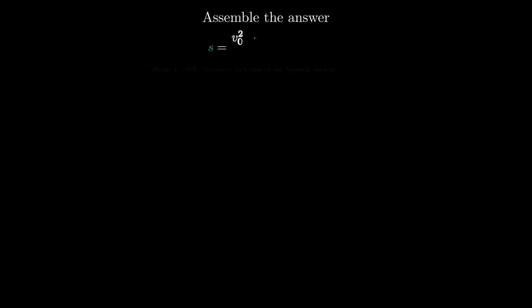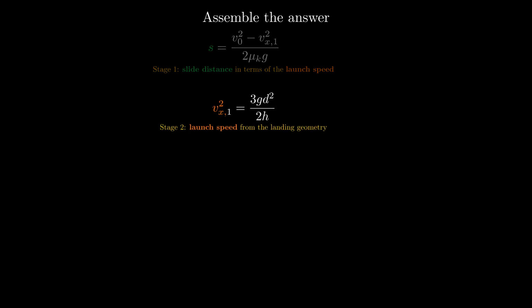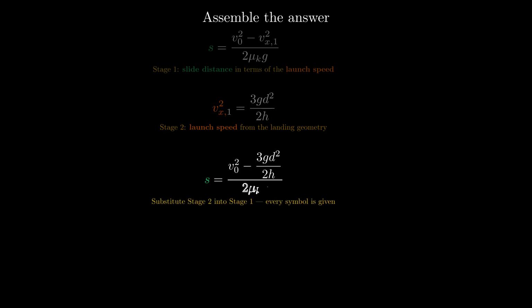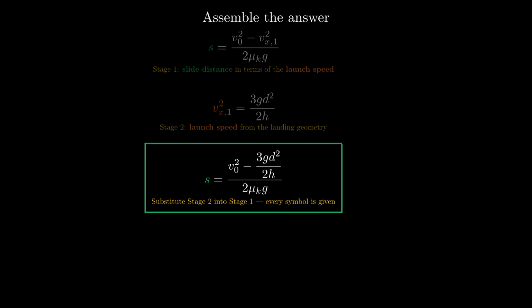Stage 1 gave the slide distance in terms of the launch speed, s equals v0 squared minus v sub x1 squared all over 2 mu sub k times g. Stage 2 gave the launch speed squared, 3gd squared over 2h. Substitute the second result into the first. The slide distance is s equals v0 squared minus 3gd squared over 2h, all divided by 2 mu sub k times g. Every symbol here is a given quantity. The starting speed v0, the friction coefficient mu sub k, gravity g, and the step dimensions h and d.